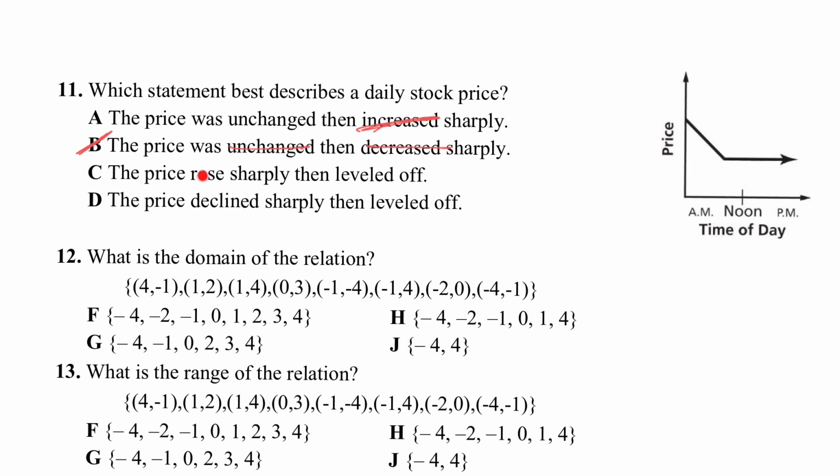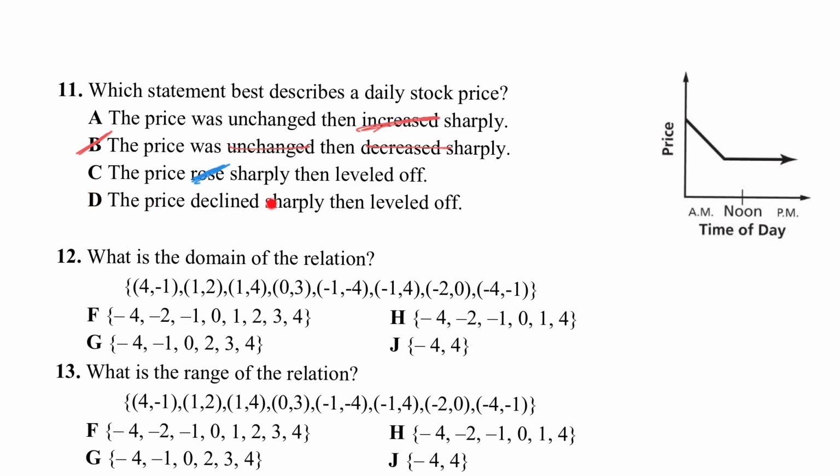C, you guys have the price rose. That means going up. Rose sharply, then level off. Well, it doesn't rise, it actually goes down. So this word right there is wrong. So it's not C. So by elimination method, option D has to be the answer.